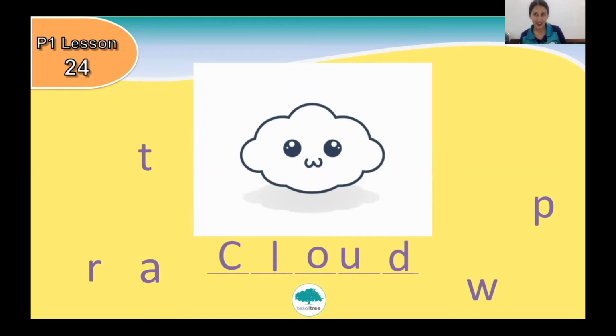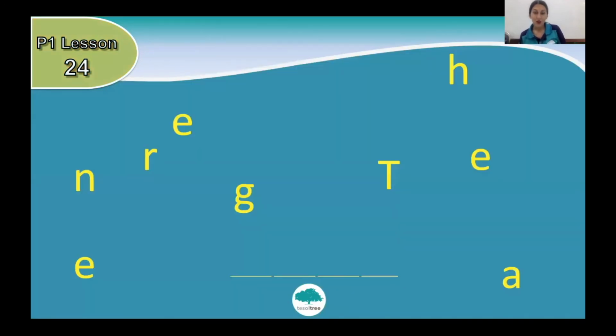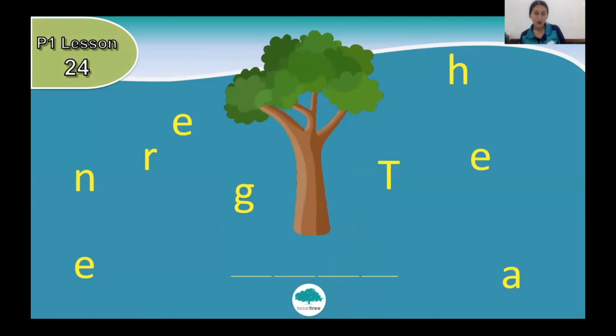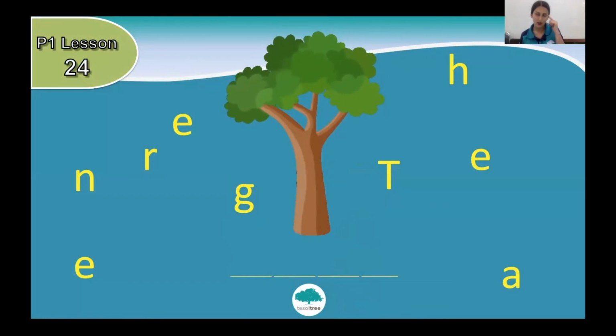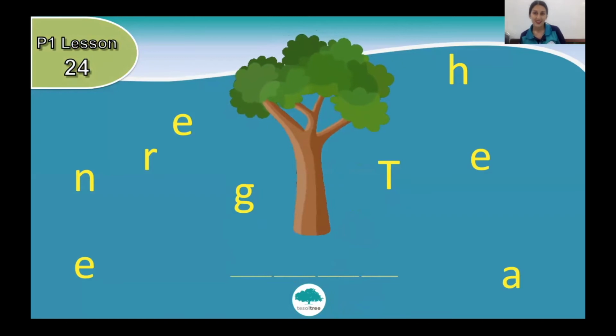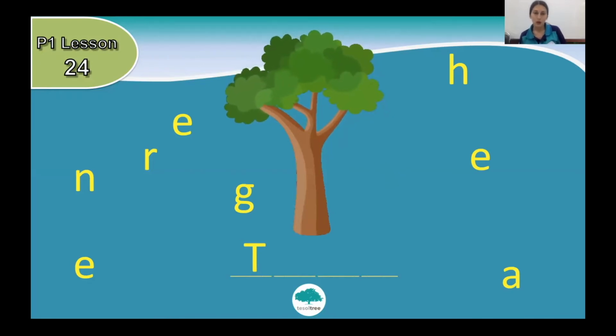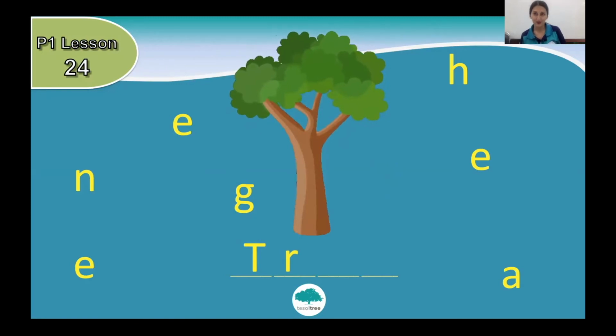Let's continue our game. What do you think about this picture? This is a tree. Tree. What letter should be first? Let's think together. Letter T. Good. T. What about the next letter? It should be letter R.